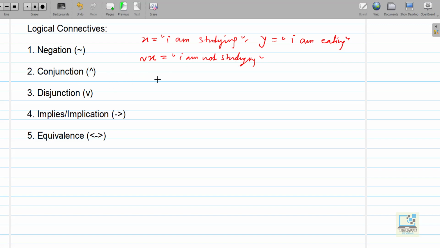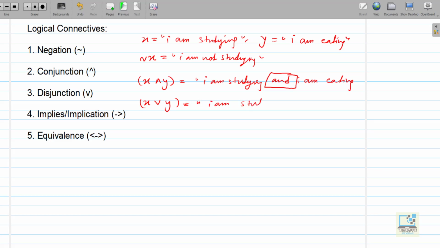Let's talk about conjunction. If I say x conjunction y, this is the conjunction sign, it will be I am studying and I am eating. So for conjunction, the connecting word will be and. If I say disjunction, x disjunction y, the statement will be I am studying or I am eating. So for disjunction, the connecting word will be or.